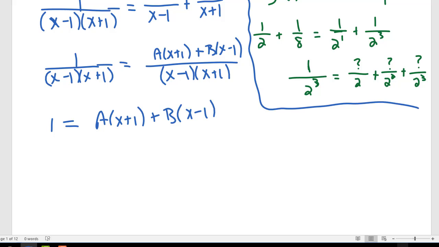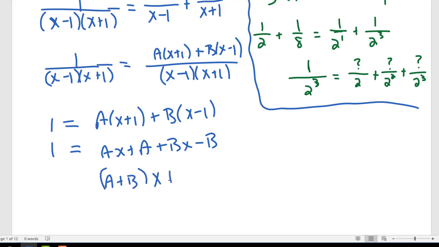So if I take the longer process, I'm going to multiply everything out here, and I'm going to get ax plus a and then plus bx minus b, and all of that is supposed to equal 1. And then if I combine the like terms, I have ax plus bx. So when I combine the like terms, I add the coefficients, and then I'm going to add the constants together. So I'm just going to write it that way.